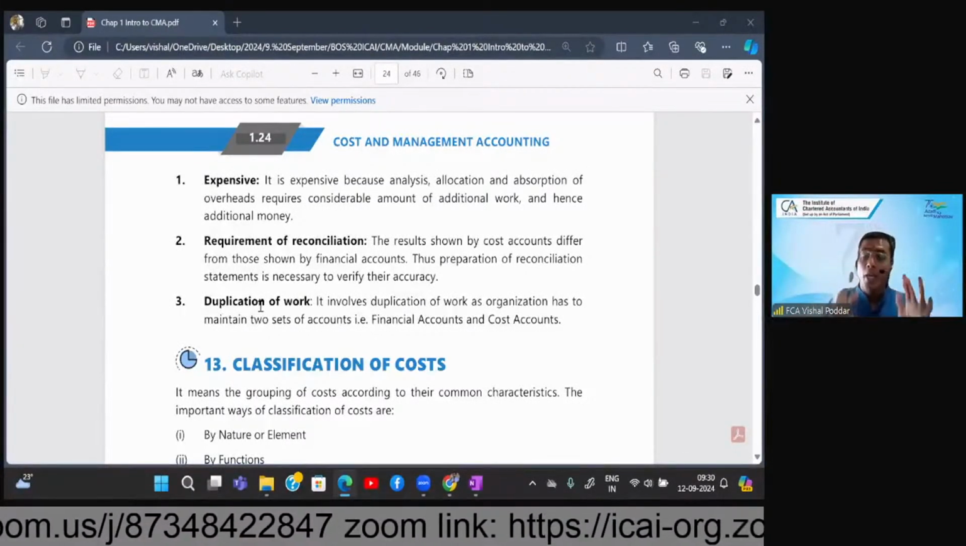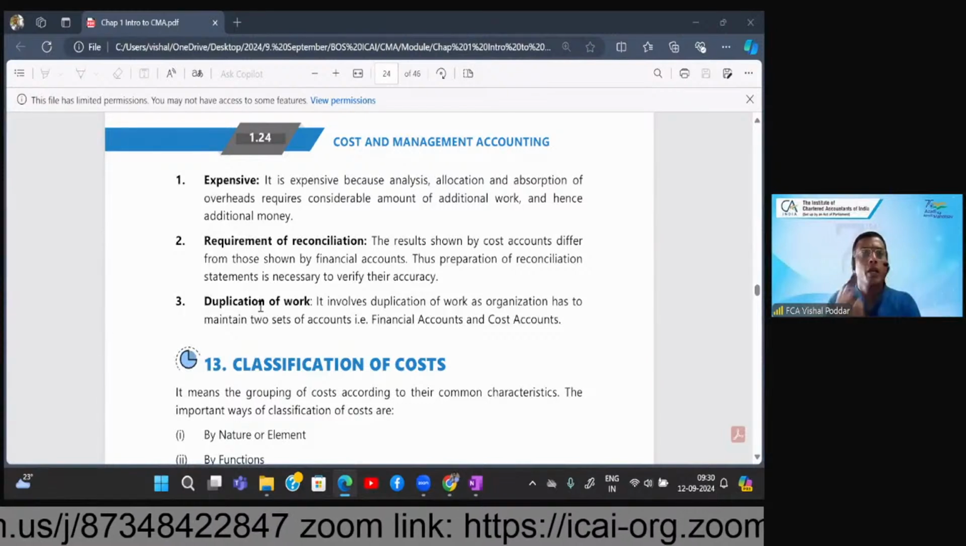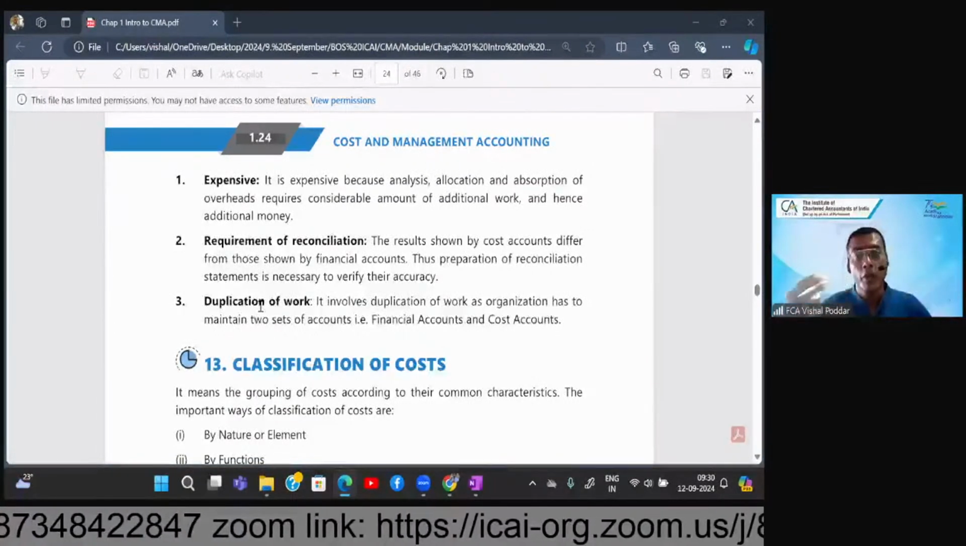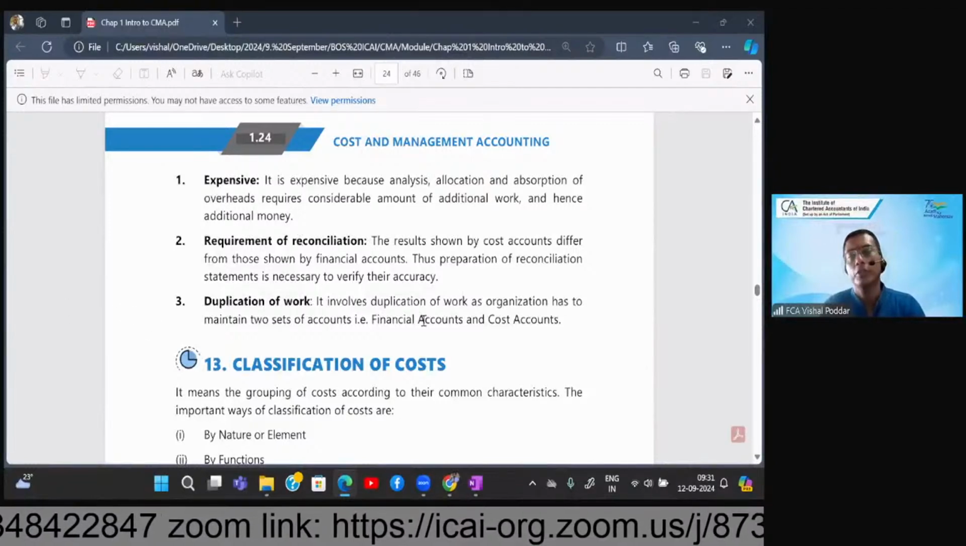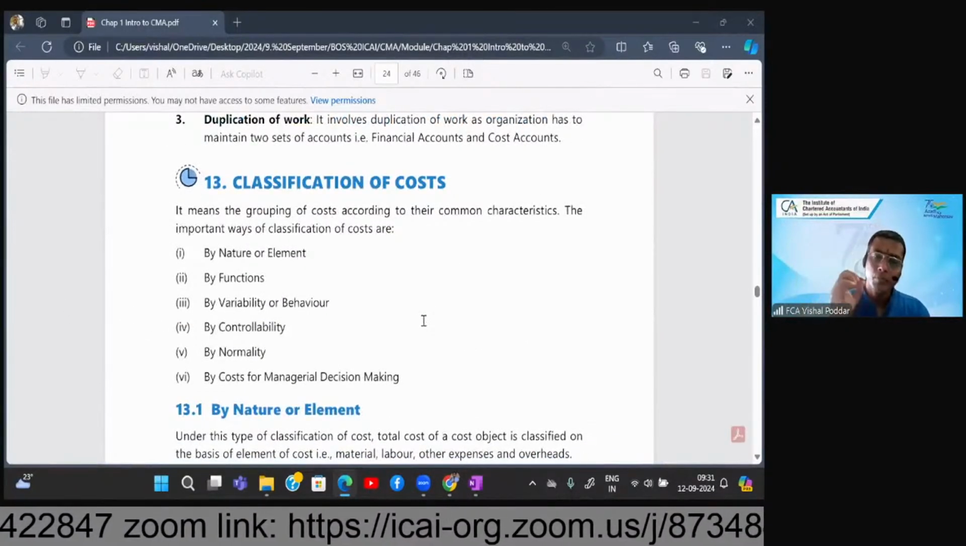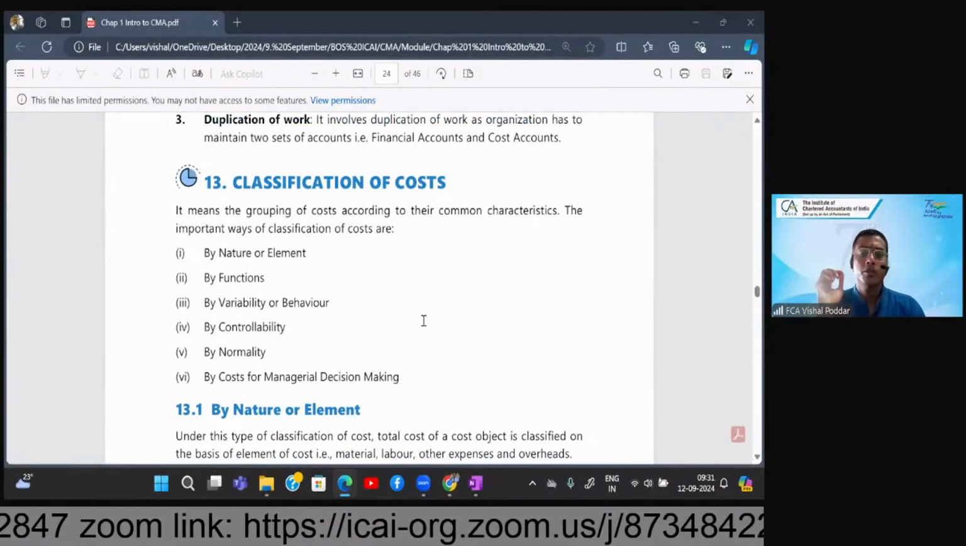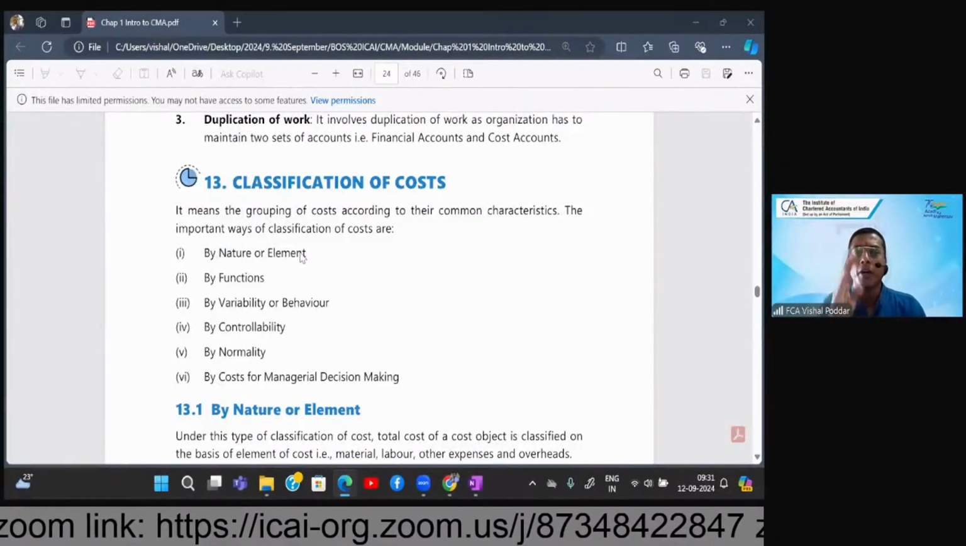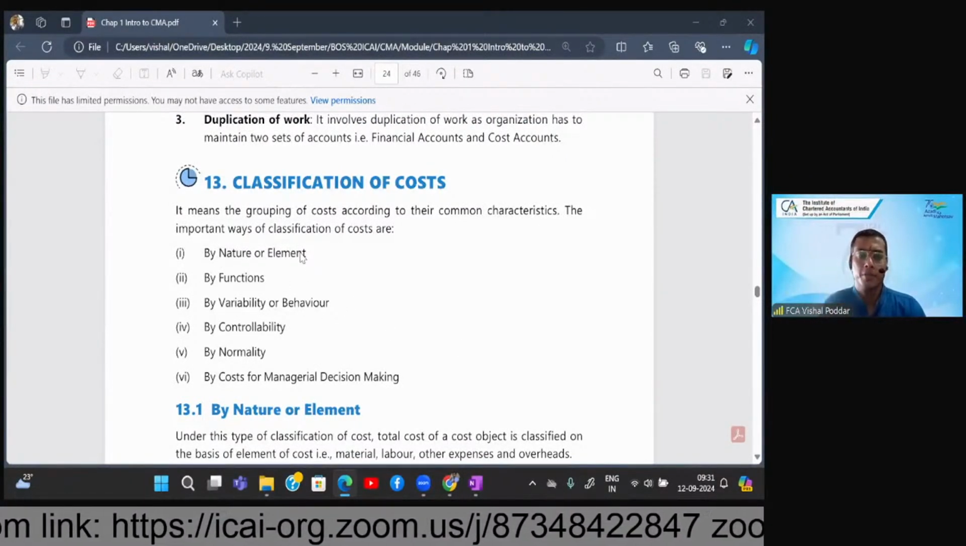huge. And that is why today, every organization, maybe profit making, non-profit making, once it wants to grow, once it wants to be competitive, it has to have a costing and cost accounting system. Another very important theory concept is classification. Classification by nature or element. We already saw this. Material, labor, expense.